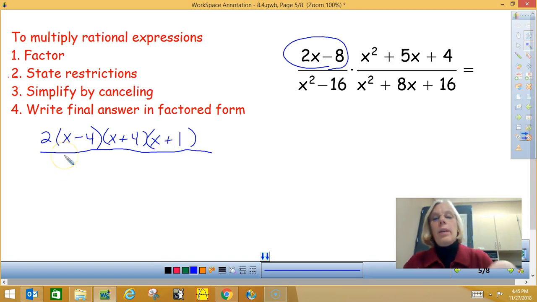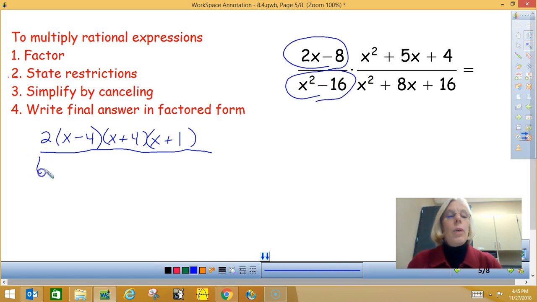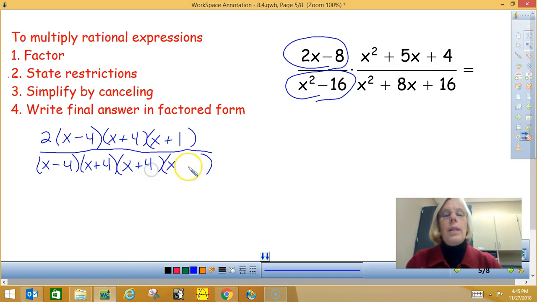Now the denominator, x squared minus 16, that's a difference of squares. So I will have x minus 4, x plus 4. Now the trinomial, x squared plus 8x plus 16, that is a perfect square trinomial. That is x plus 4 times x plus 4. Now I have the numerator and the denominator completely factored.